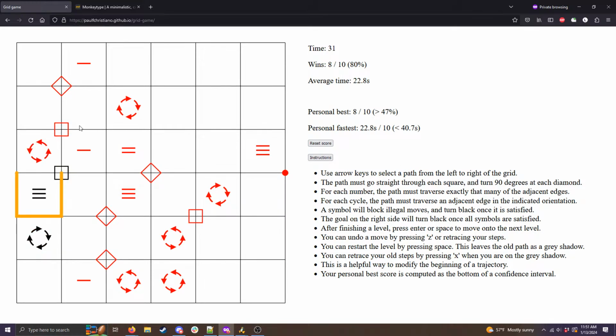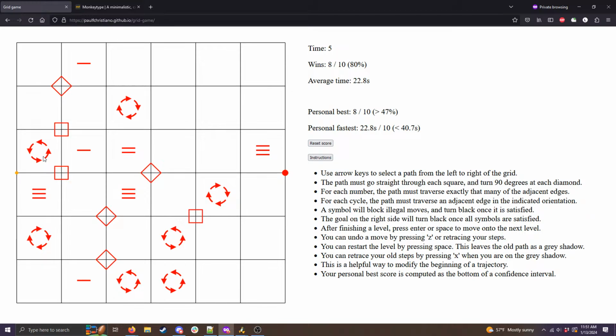The diamonds have the opposite rule. So you have to pass through them, but you can't go straight forward. You have to turn. These arrows here, you have to take one of the edges around them, but you can only go in the right direction. So I can't go up here because the arrow is pointing in the opposite direction, but I can go to the right, and you can see that now the arrow is satisfied.